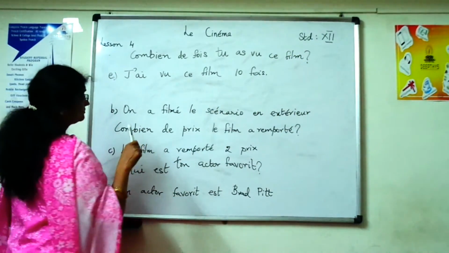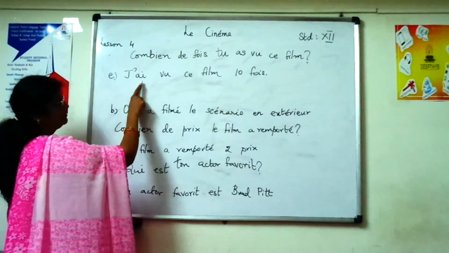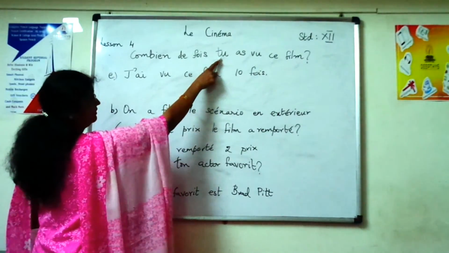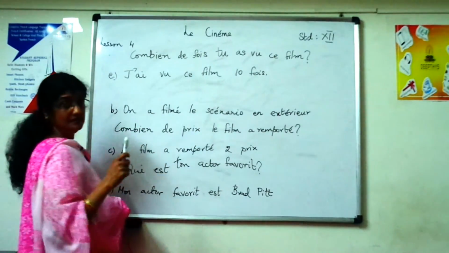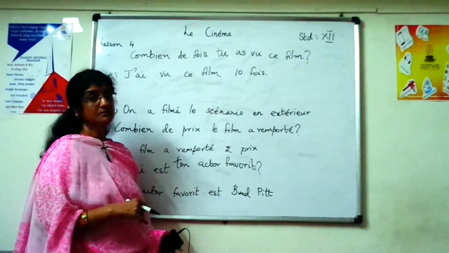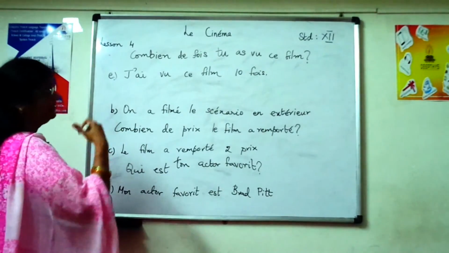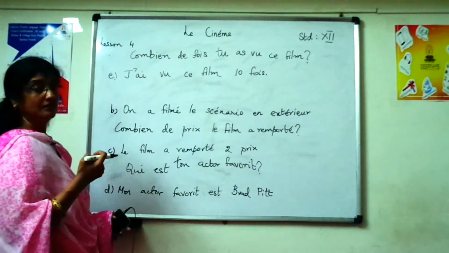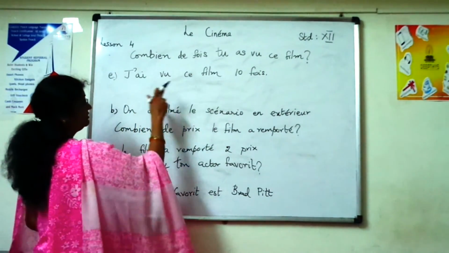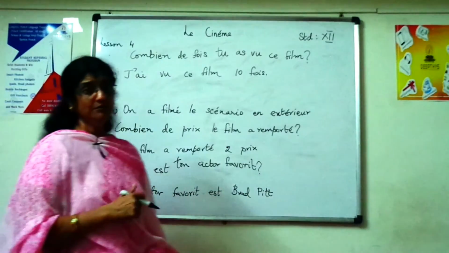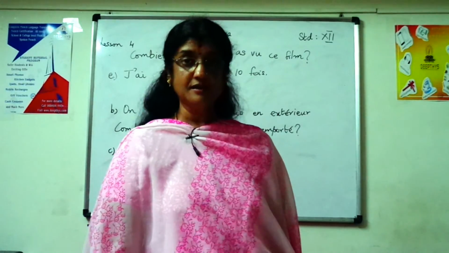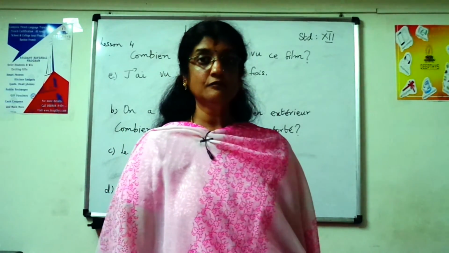So remember, for je, this is your avoir. So since you're asking a question, you write tu. Avoir for tu is as. So then you write combien de fois tu as vu ce film. And then when you read the answer, you'll be able to understand that it corresponds correctly. How many times did you watch this film? I watched this film 10 times. So now you know that your answer is correct. With that, we complete the 8th question in this lesson, and we finish this entire lesson of exercises.